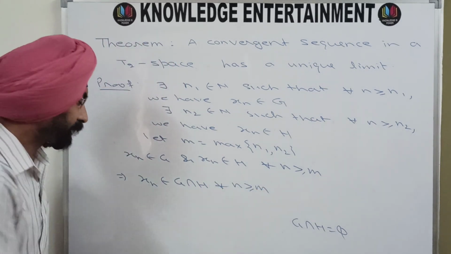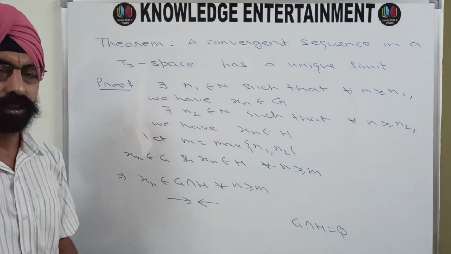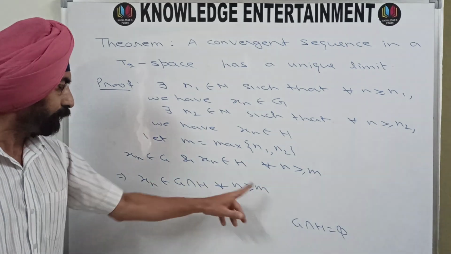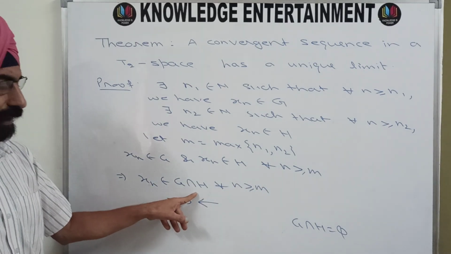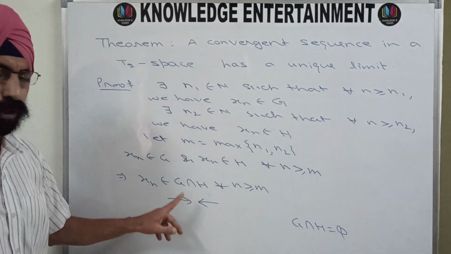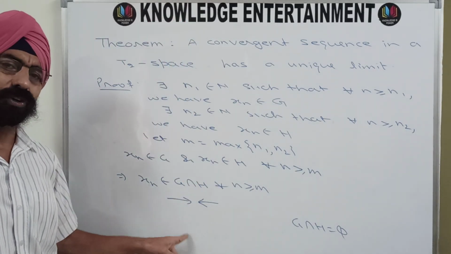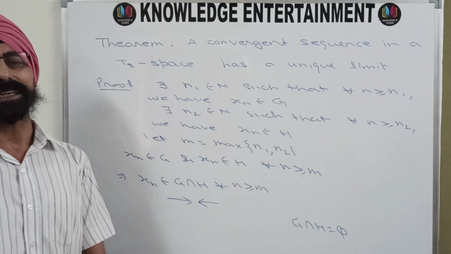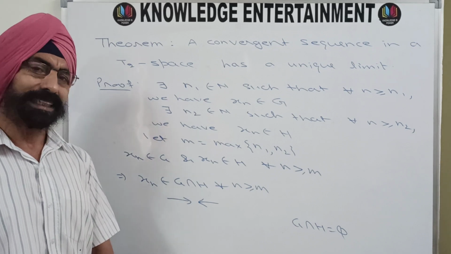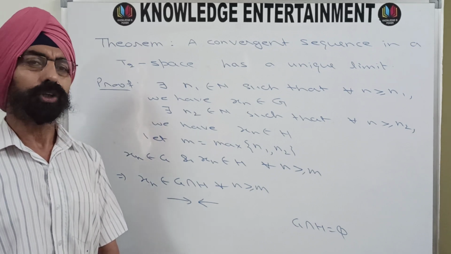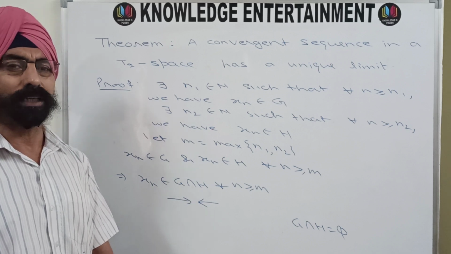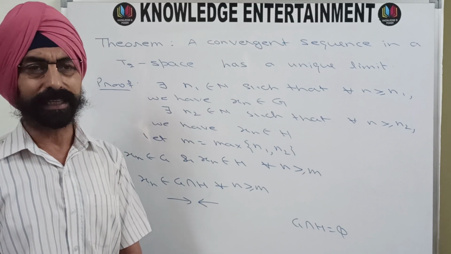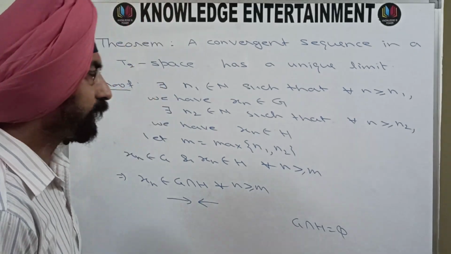which is a big contradiction because your G intersection H is empty. How can infinitely many Xn's be members of G intersection H if G intersection H is empty? So this is not possible. We arrive at a contradiction, and this is a contradiction because our supposition is wrong, and we have supposed that the sequence Xn in a Hausdorff space has two limit points. So it cannot have two limit points. The limit point of a convergent sequence in a Hausdorff space must be unique, and that was the proof of this theorem.